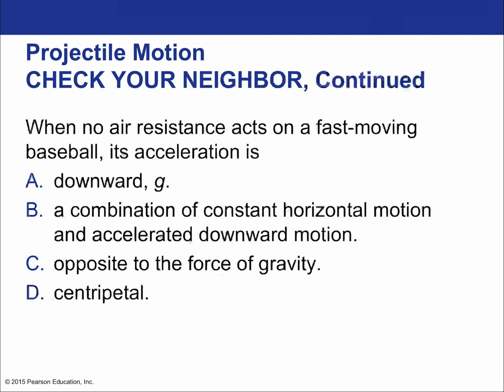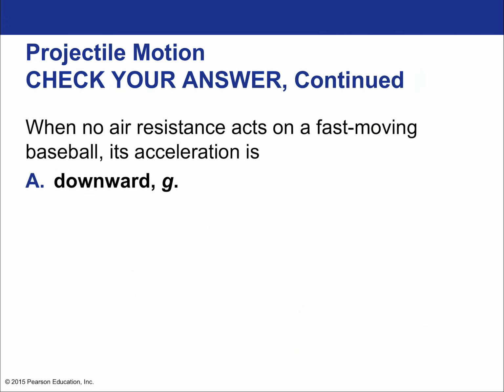So, when no air resistance acts on a fast-moving baseball, its acceleration is, okay, again, look at your options, make sure you can answer this. Pause if you need to. It's G, just G, and G points down. No other direction, it's down.